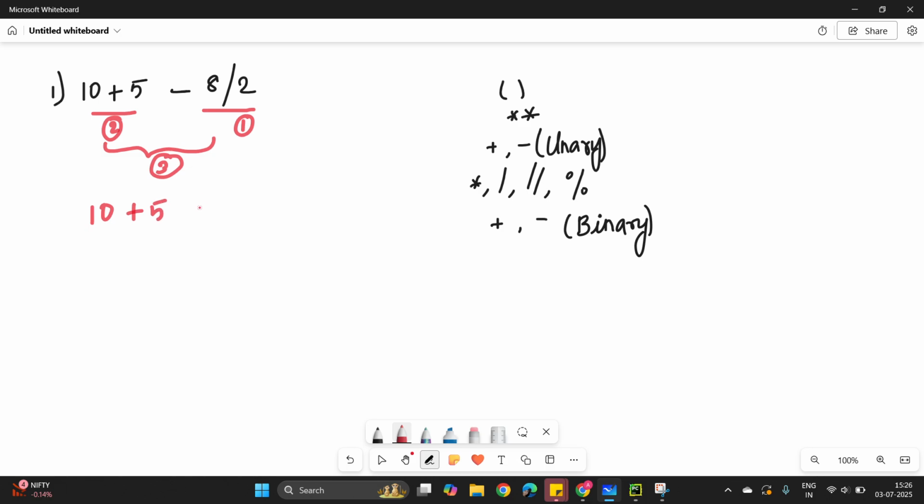First let's see, 10 plus 5 minus 8 by 2 is 4. Now 10 plus 5 minus 4 is evaluated from left to right. So 10 plus 5 will be evaluated first. So it is 15 minus 4. So 15 minus 4 is 11. So this is the answer. And when we do the division, it will become 4.0, and here also it will become 4.0. Finally the answer will be 11.0.